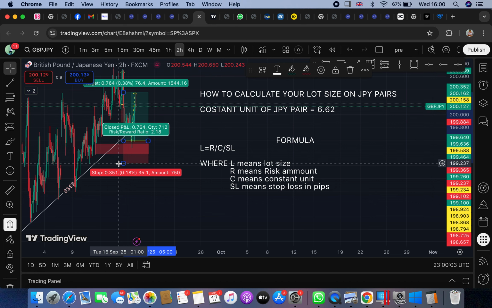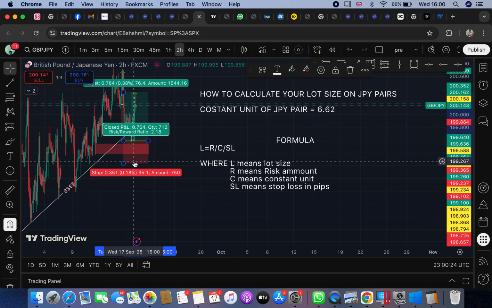Now the pips is 35.1. Let's say you want to risk $100, $1,000, or $10,000. Let me just use what everyone can afford. Let me say you want to risk $50 in this trade.